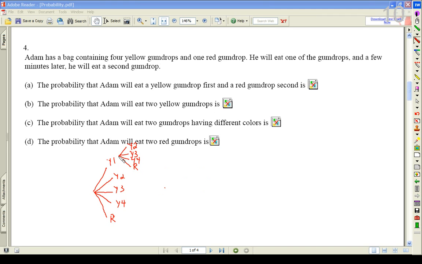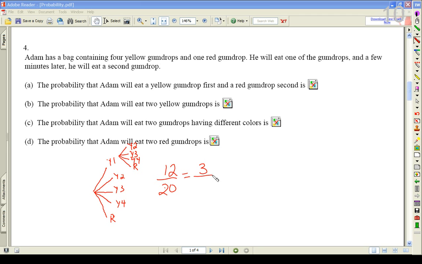Alright, so it's really asking the probability of Adam eating 2 yellow gumdrops. Well, on this branch, he has 3 different options. After he eats yellow 1, he can eat yellow 2, yellow 3, or yellow 4. Same thing is true with yellow 2, except you replace y1 with y2. So for each of these yellow branches, there would be 3 different options. So 3, 6, 9, 12. And we're still out of the 20 total options for the entire system here. So it would be 12 out of 20.